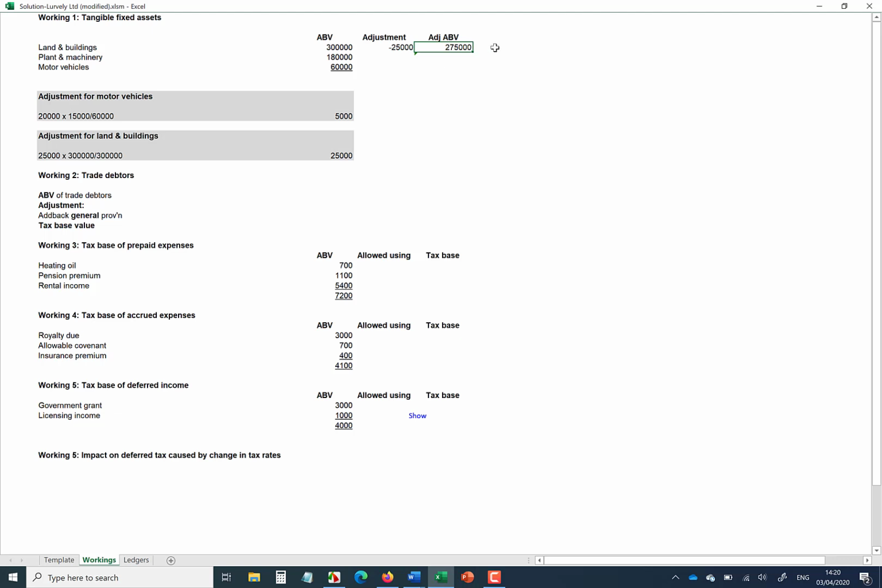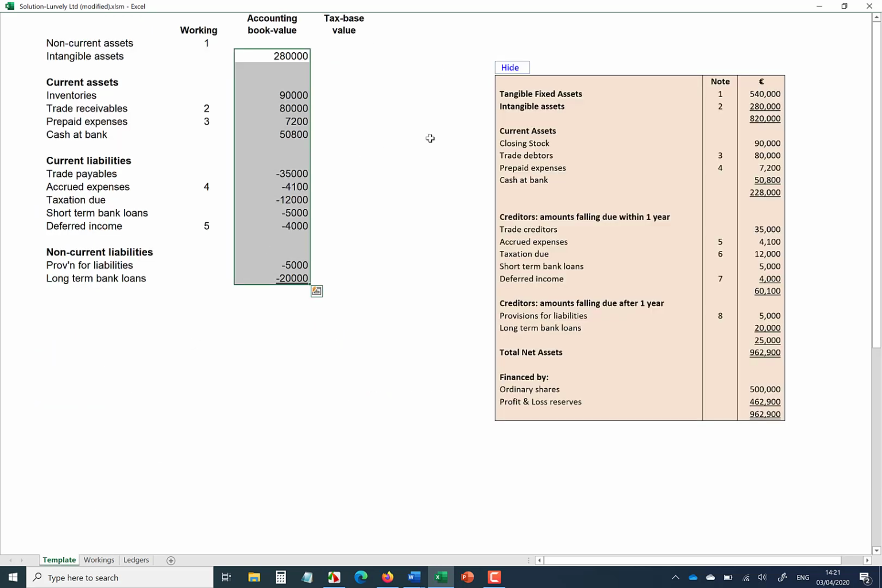So we need to compare that against the tax-based value of the land and buildings. Plant and machinery, there's no adjustment required. And for the motor vehicles, you saw that there was a vehicle that had a €20,000 initial difference and has now gone down by 3/4 essentially. So we're going to take €5,000 as an adjustment to the accounting book value. So the adjusted book value would be 510,000 for our tangible fixed assets. Okay, so 510,000. And tax base, for non-current assets, you take the tax written down values, so that's given in the note 1. So 415,000 represents those.